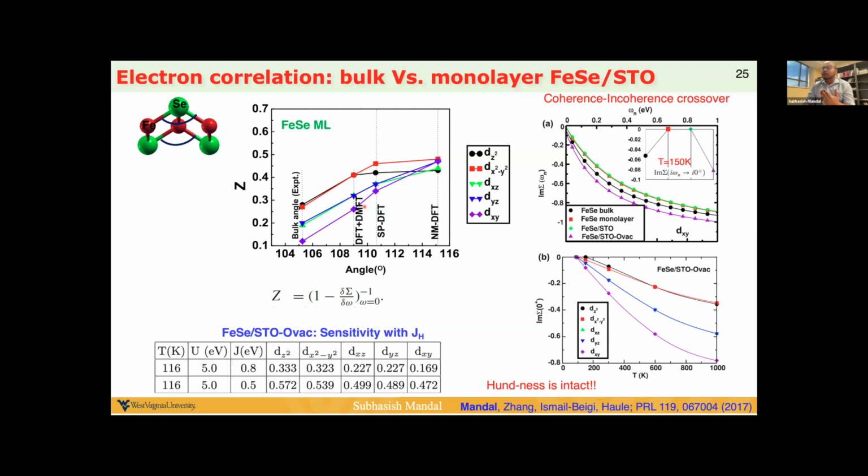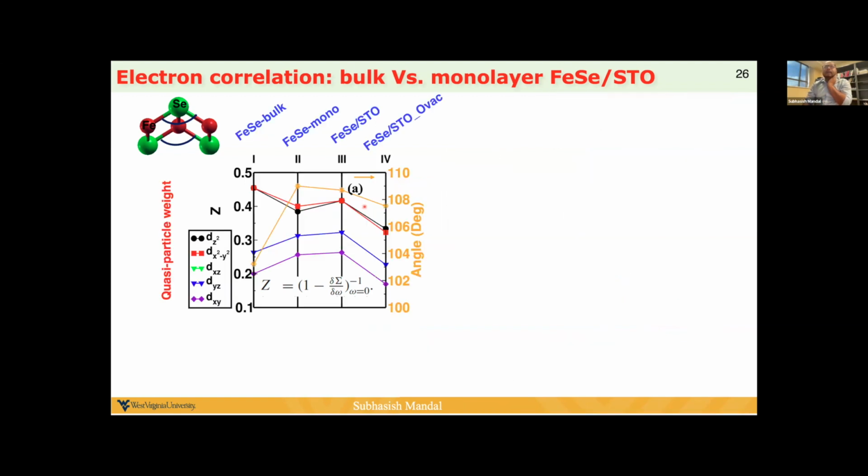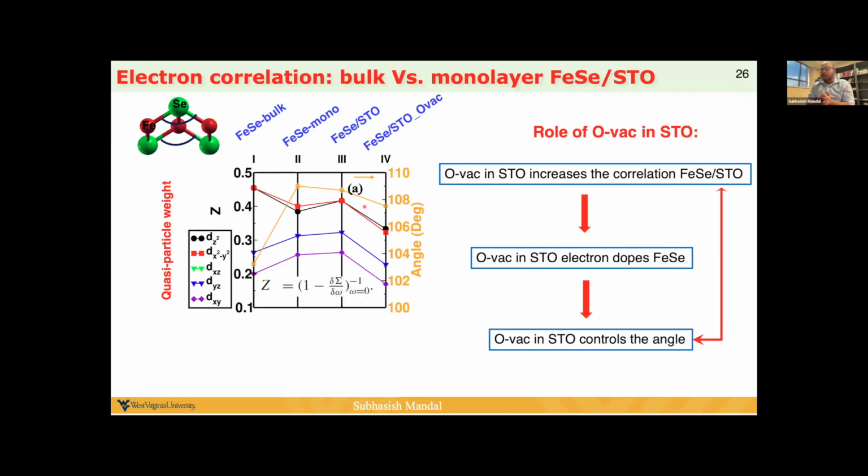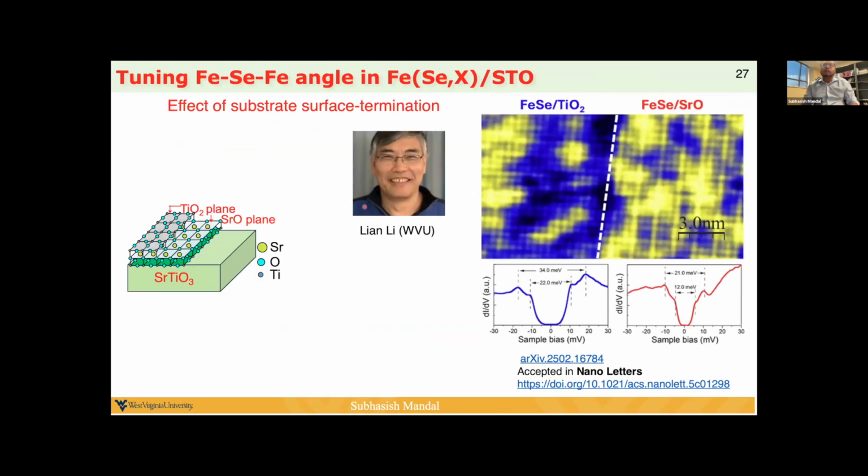So this was in 2017, and we discovered that there is a double role of oxygen vacancies in STO. One is to increase the correlation in the FeSe on STO, and also to do electron doping of the film. And this oxygen vacancy in STO is actually controlling the angle, which is changing the correlation.